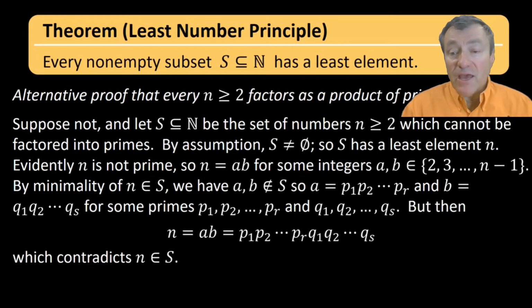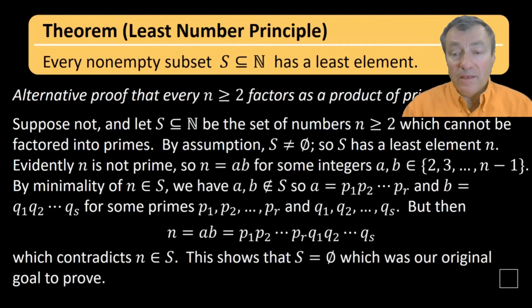But remember that n is a times b, so that gives a prime factorization for n, contradicting the fact that n is in S. That's the contradiction we need. It shows that S must have, in fact, been empty. It's exactly what we set out to prove.